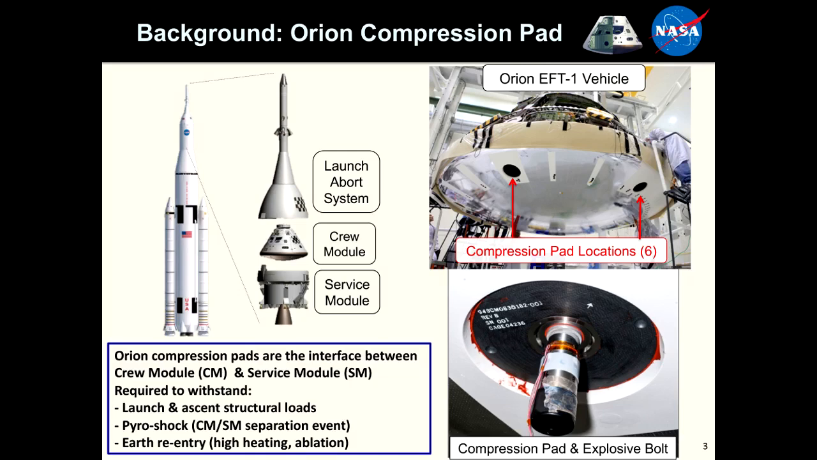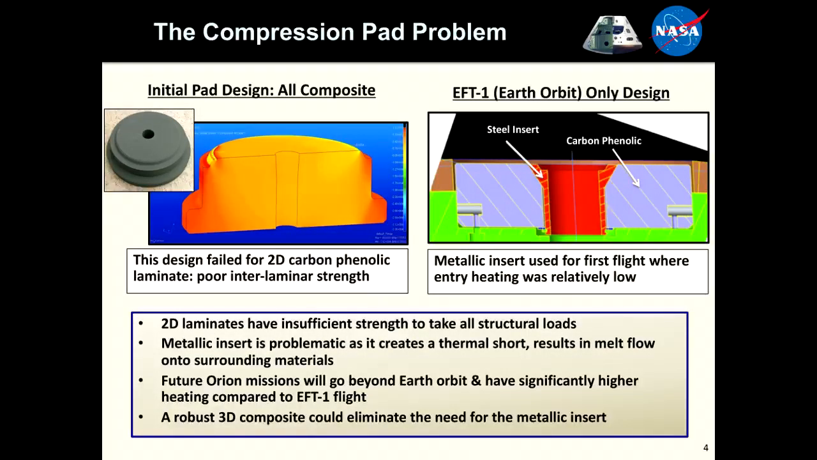I'll touch on the requirements more specifically in a little while, but as you can imagine, in that role as a compression pad, this material has to withstand launch and ascent structural loads. There's a pyroshock event. You can see the material that 3D MAT replaced is 2D carbon phenolic, a laminate material that's shown here. This is the actual compression pad from the first launch EFT-1 vehicle. There's an explosive bolt here, and that's how the crew module and service module separate ahead of the crew module re-entering the Earth's atmosphere and completing its mission. So the service module separates for that phase. That's the overview of the component that we need to target.